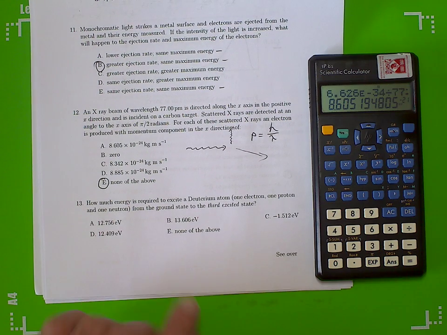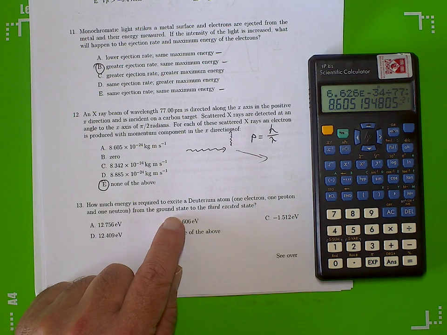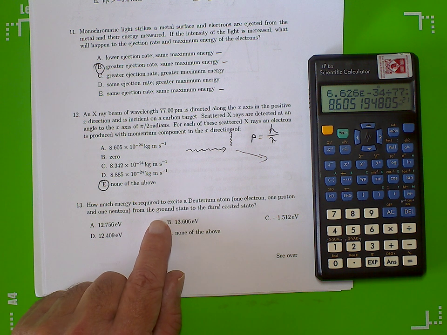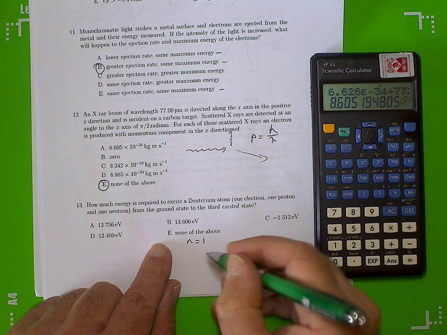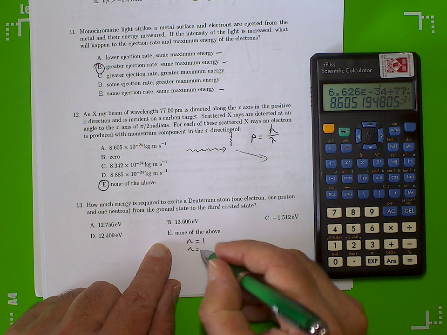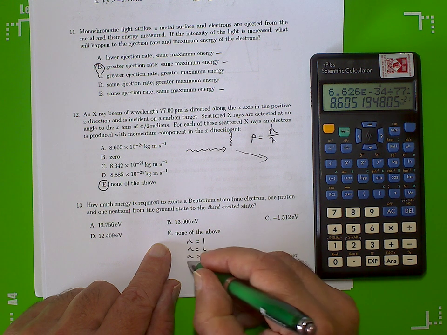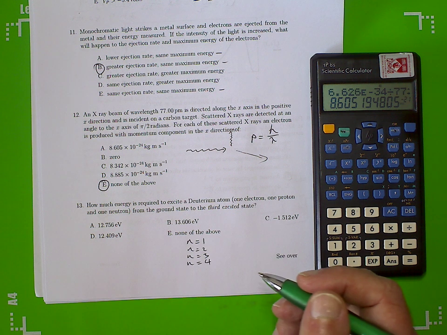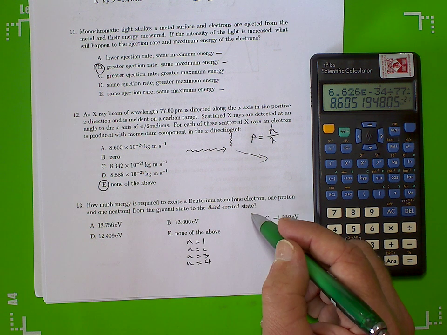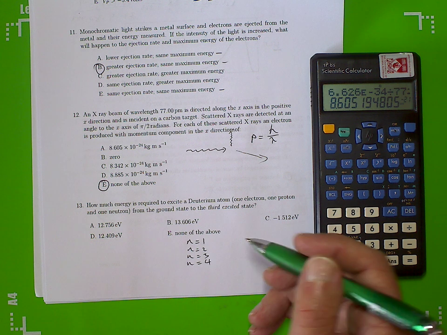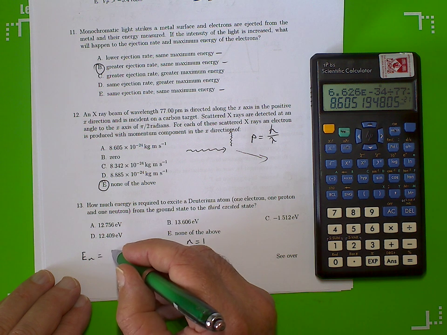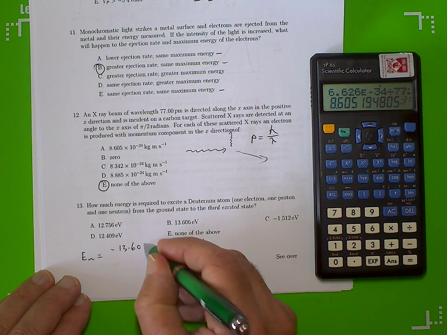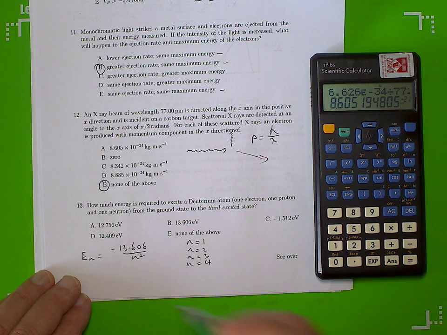Okay. How much energy is required to excite a deuterium atom, one electron, one proton and one neutron, from the ground state to the third excited state? Okay. So, ground state, n equals 1. First excited state, n equals 2. Second excited state, n equals 3. Third excited state, n equals 4. Okay, so we're dealing with the standard hydrogen atom, and En, the nth energy level, is given by minus 13.606 over n squared.